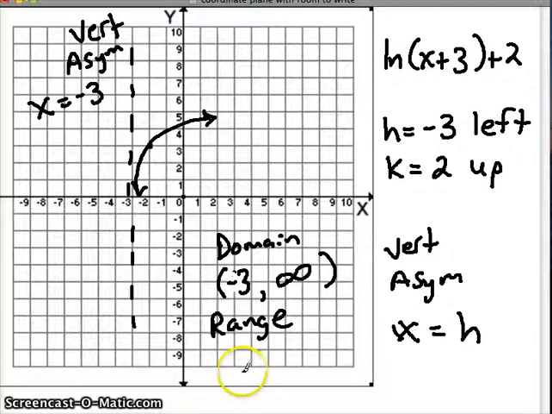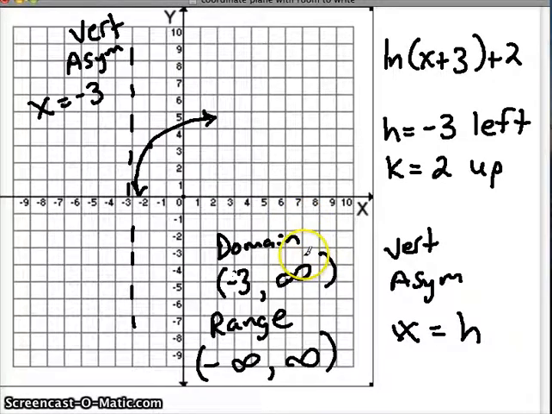Range for log functions will always be going down forever. It's always going to approach this line and keep going down, and it's always going to go up forever. So your range will always be the same, negative infinity to positive infinity. The domain is the only special one there. If you know your cheat, just stick in that h value right there, keep it open, use parentheses, then you'll always get it right. Otherwise you got to use an XY table, which is slightly trickier to do.